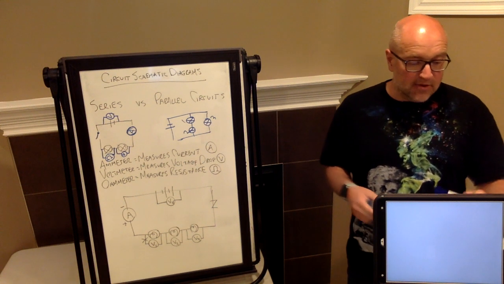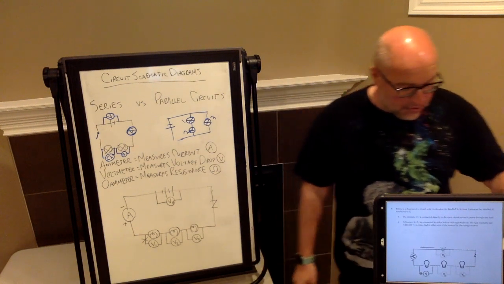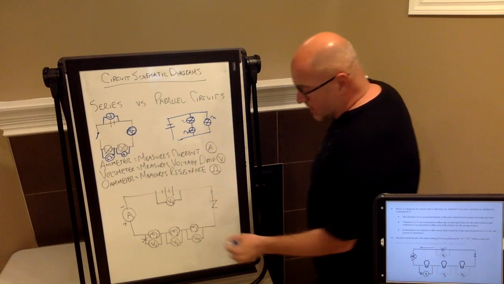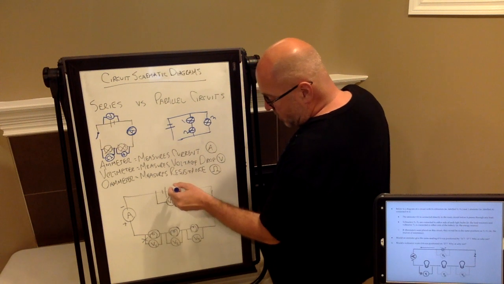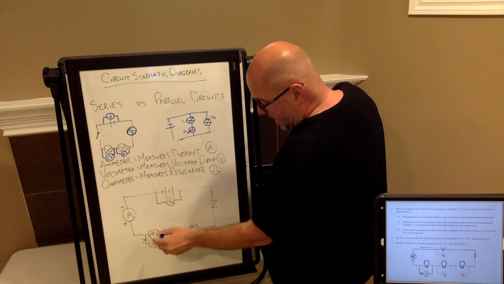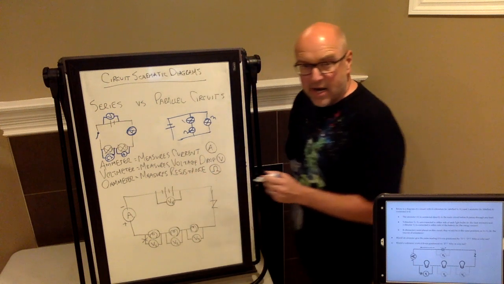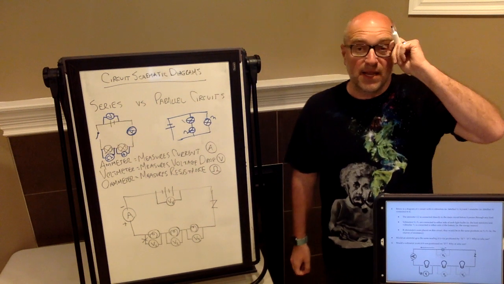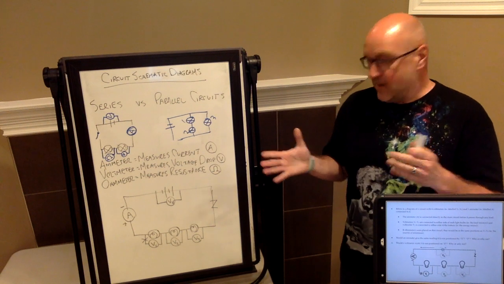All right, so what does this all mean? Well, here's an example. Here's a circuit we've got right now. I've got 3 light bulbs in a series configuration. I've got a battery over here. I've got voltmeter 1, voltmeter 2, voltmeter 3, voltmeter 4, and I've got an ammeter on the line. Let's answer a couple of questions about this configuration.